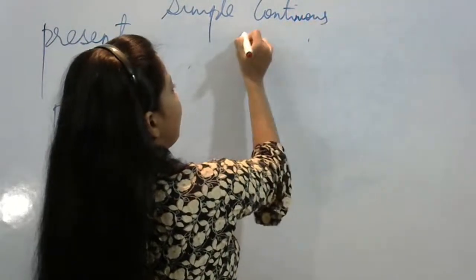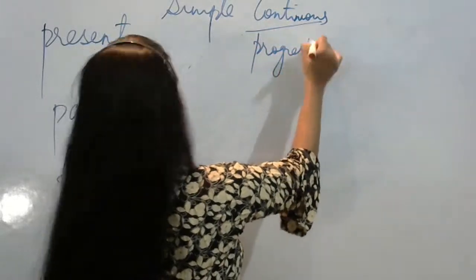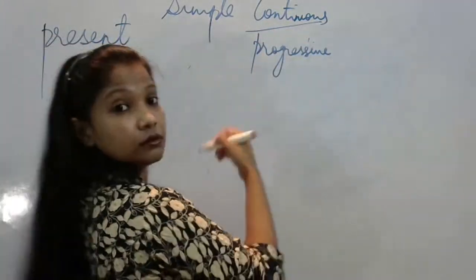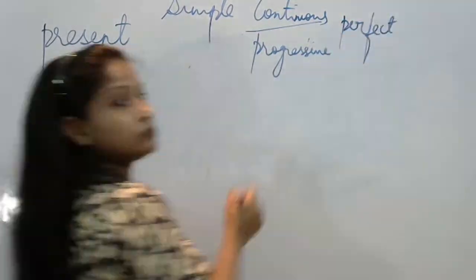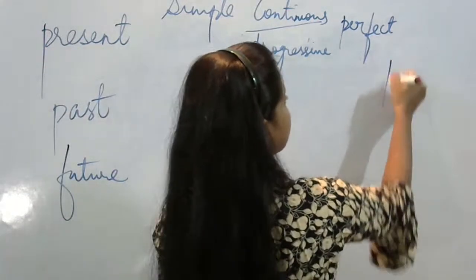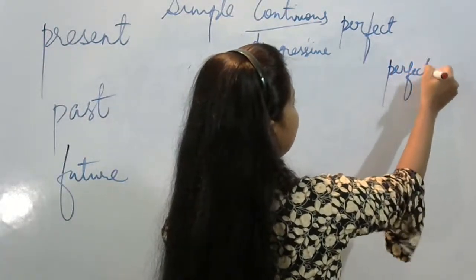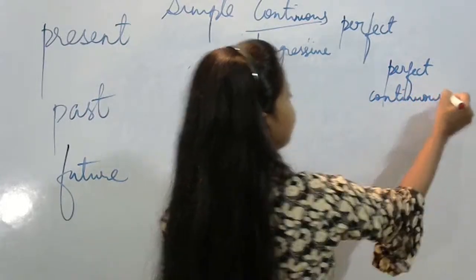I hope it's visible. Continuous or progressive. Then comes perfect. And the fourth one I'm writing here, so as it is visible, perfect continuous or progressive.